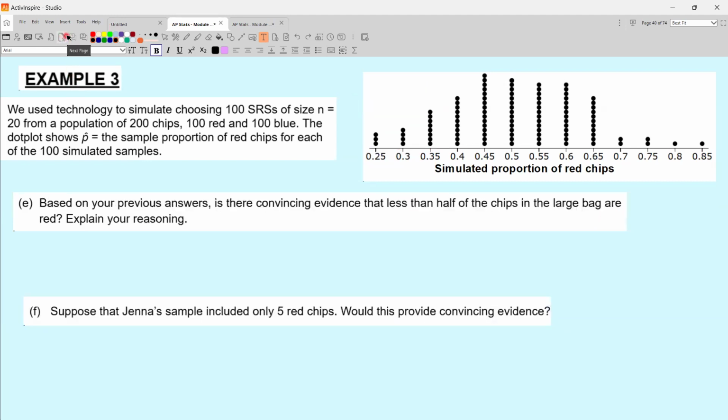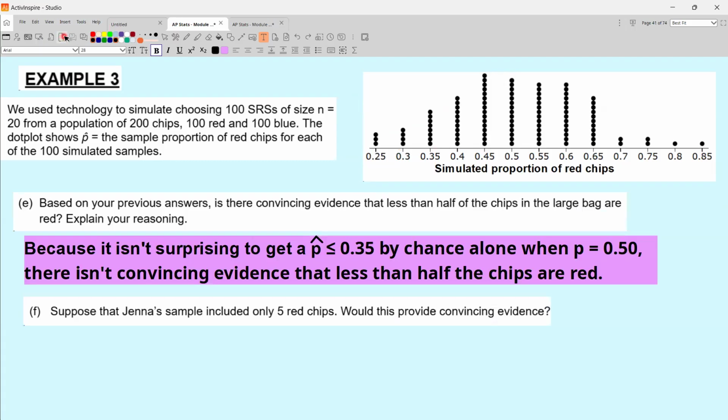So based on that previous answer, do we have convincing evidence that less than half of the chips in the large bag are red? Explain your reasoning. Well, this would be a no. It's not surprising that the sample proportion is less than or equal to 0.35 by chance alone when the true proportion is 50%. So we don't have convincing evidence that less than half of the chips are red.